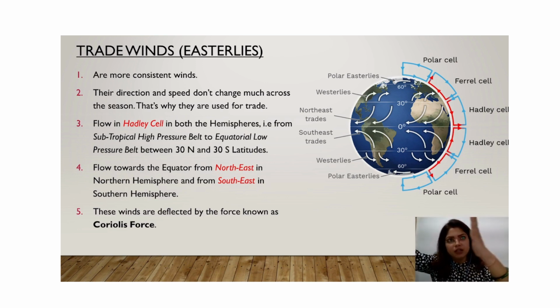When the wind blows from the northern hemisphere, in the direction of the wind, due to Coriolis force it gets deflected towards the right side, and in the southern hemisphere it gets deflected towards the left side due to Coriolis force.